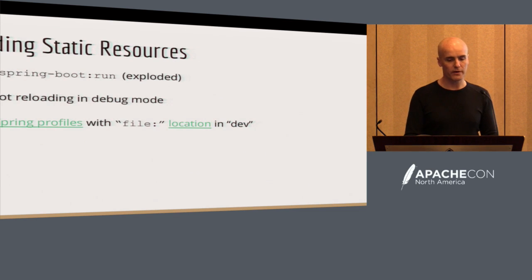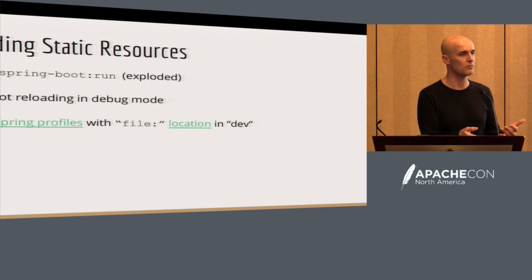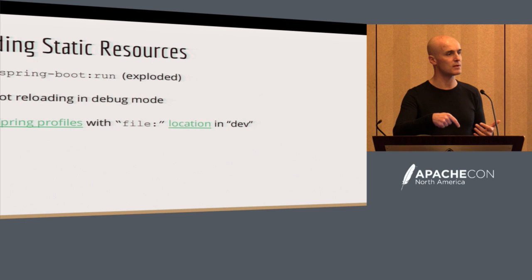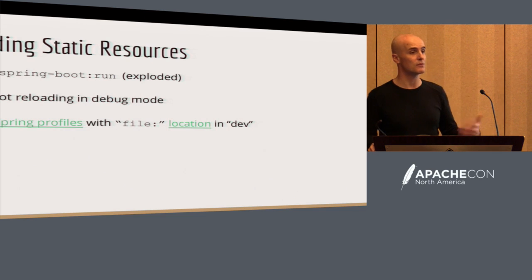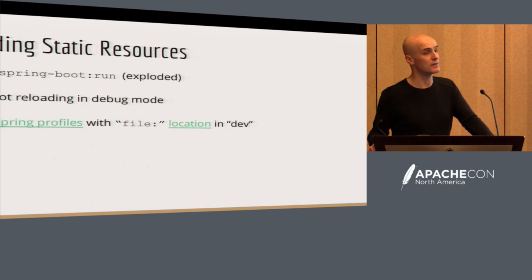But what you very often want to do is run with Spring Boot run, which gives you an exploded form, and that means you get the development experience where you can just refresh in the browser and see the updates to your JavaScript. Another way to manage this is by using profiles. You can say in development, I want to load from the file system, but in production, it's going to come from the class path.